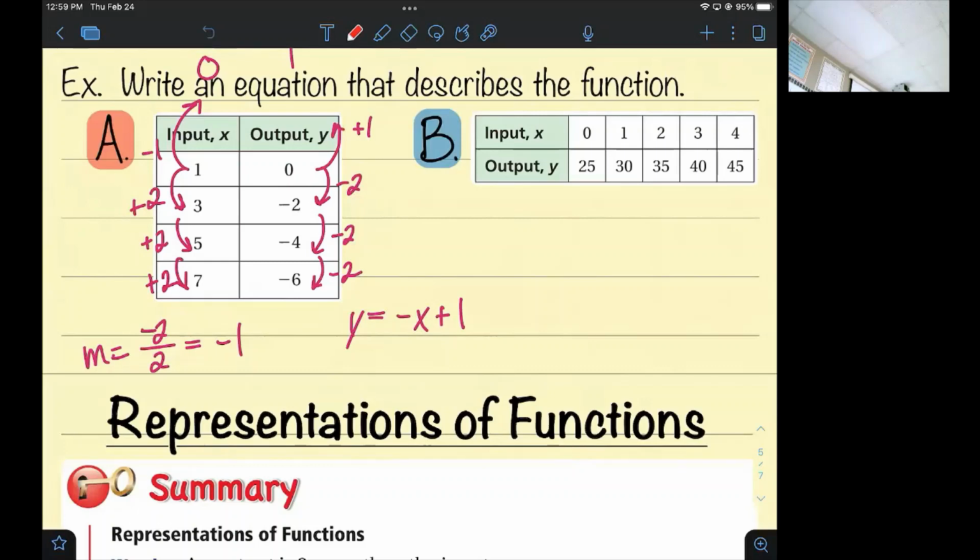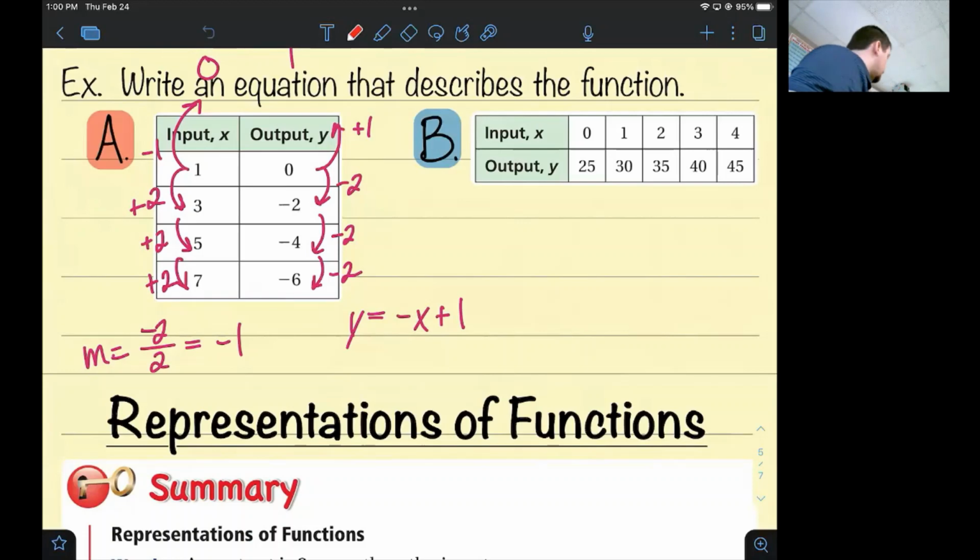All right, we left off with example B. Again, we were supposed to write an equation that describes the function. So with example A, we found the slope. We said the rise was decreasing 2, the run was increasing 2. And if you put rise over run, -2 over +2 gives you -1.